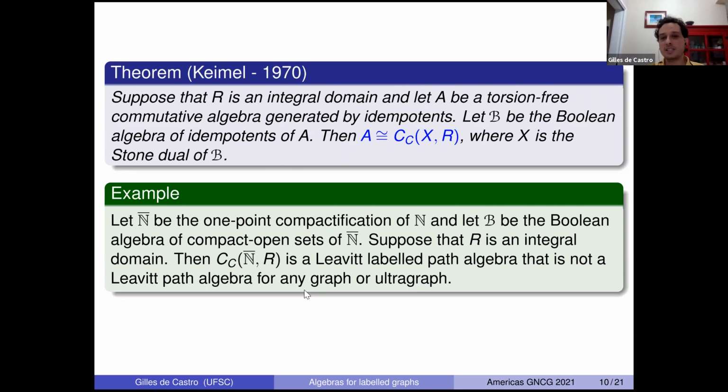So, for instance, if you take the one-point compactification of the natural numbers, and you take the Boolean algebra of compact open sets on it, we can build this commutative algebra of locally constant functions, and because of this duality, we can build this as a Leavitt labeled path algebra. And this cannot be a Leavitt path algebra for any graph, because commutative Leavitt path algebras, either for graphs or ultragraphs, are necessarily direct sums of either the ring itself or the Laurent polynomial ring. And because of this accumulation point at infinity, we can check that this cannot be written as such a direct sum, so it cannot be isomorphic to any graph or ultragraph Leavitt path algebra.